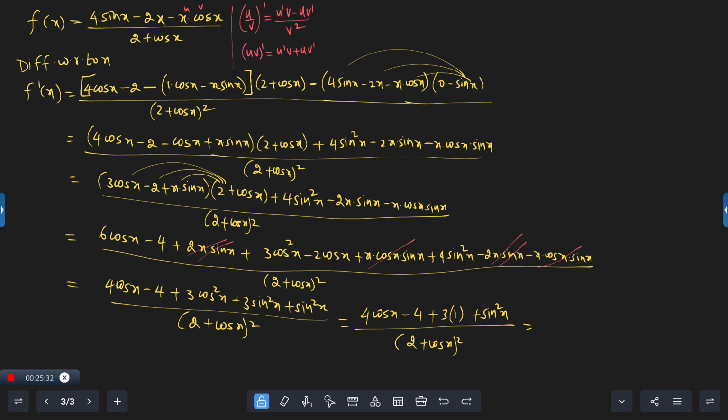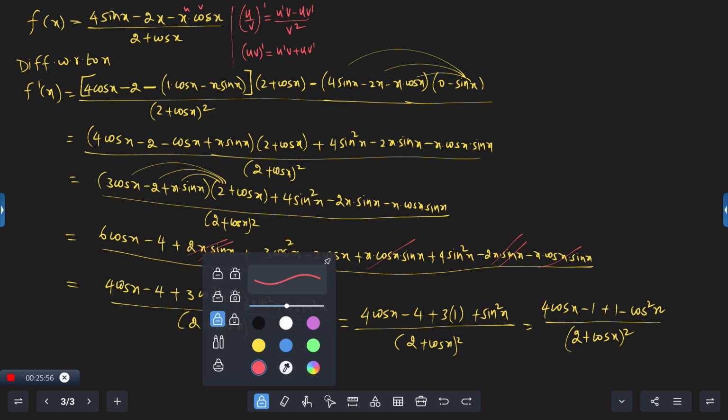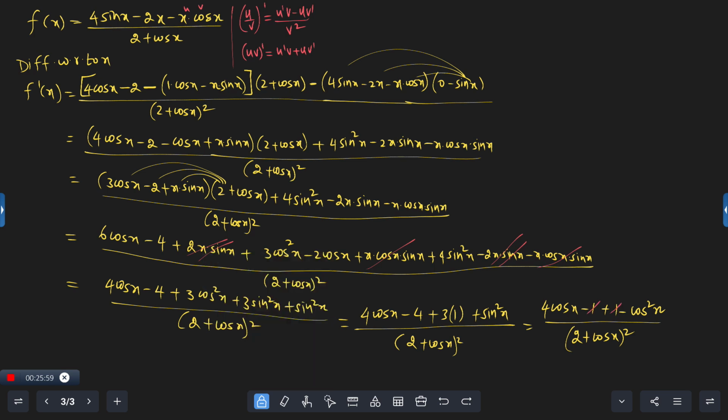Now you can notice that 4 cos x, this minus 4 plus 3, if you cancel, now you will be getting minus 1 here, and what is this sin square, you can write 1 minus cos square, whole divided by 2 plus cos x whole square, and here also you can cancel plus 1 minus 1.